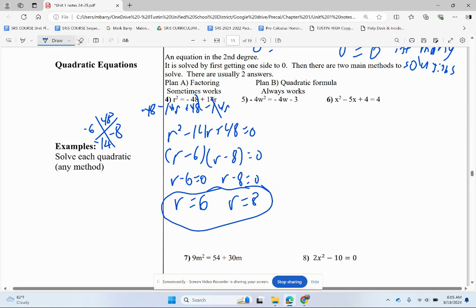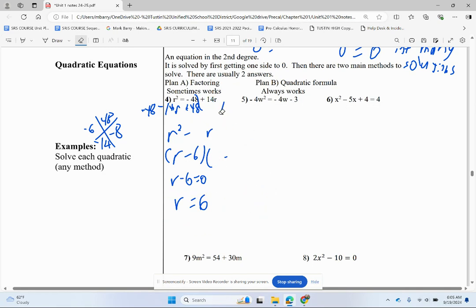Okay, so now let's go on to number 5. Okay, let me erase some of this.